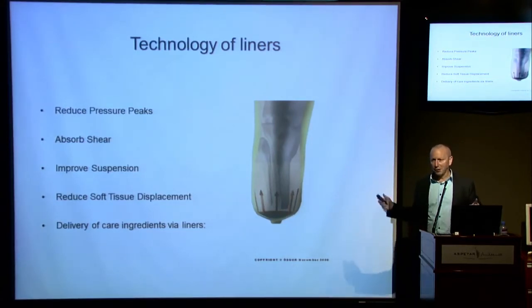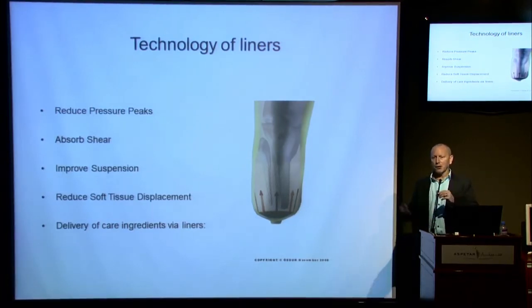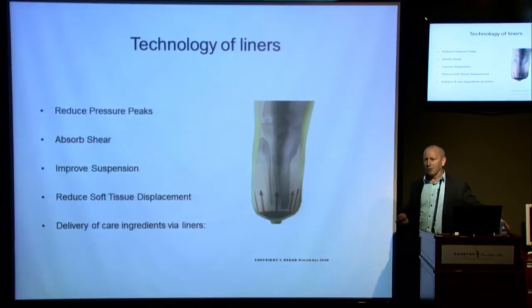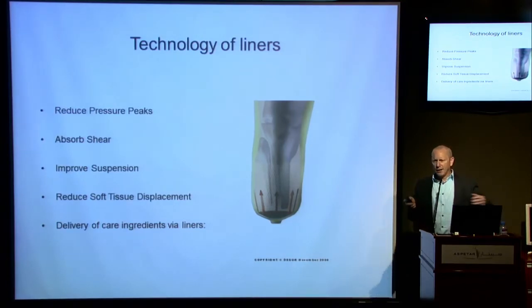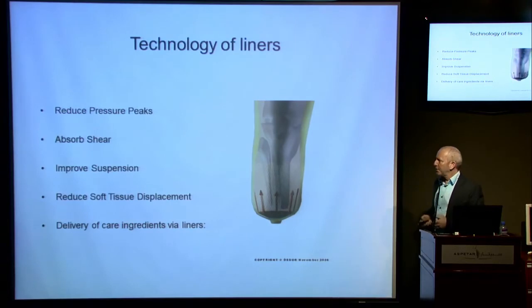So the liner technology is what is protected as very proprietary. And when I show you the slide on the money side of this, you'll actually see why. So your liner is there to reduce your pressure peaks. So it has some function to actually reduce those pressures.